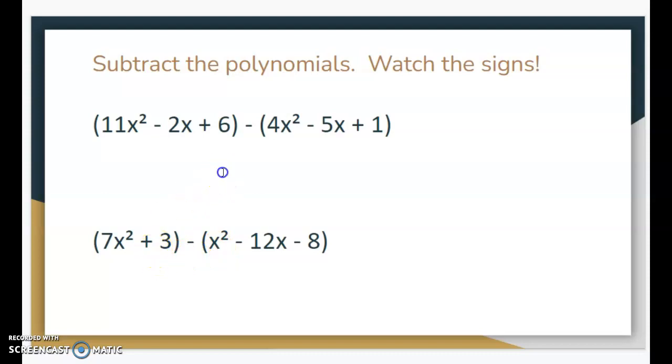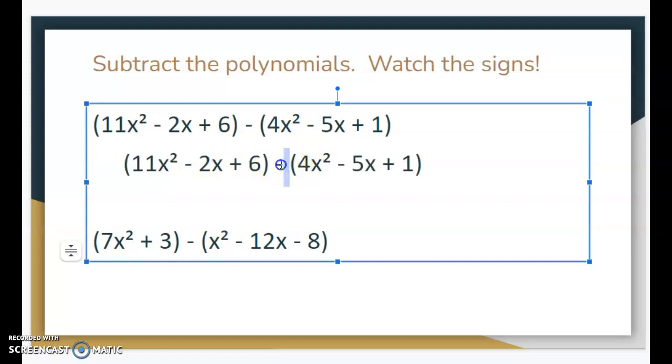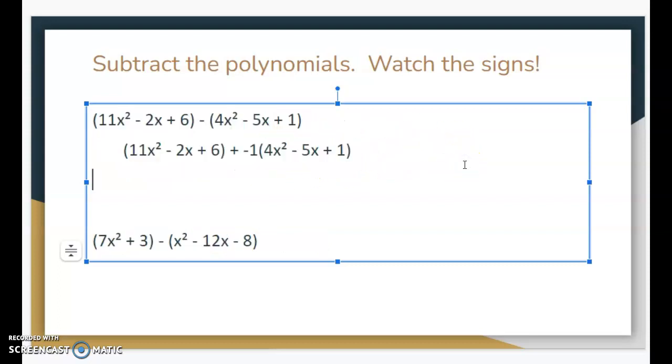To subtract, you have to watch the signs. So the way I like to view subtraction is I like to view it as if you are adding a negative 1 that you then distribute to the second set of terms. So I'm going to leave my first set the same, and when I distribute a negative 1, what happens is this becomes a negative 4, a positive 5, and a negative 1.